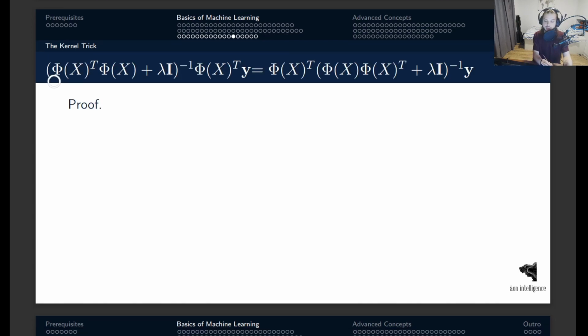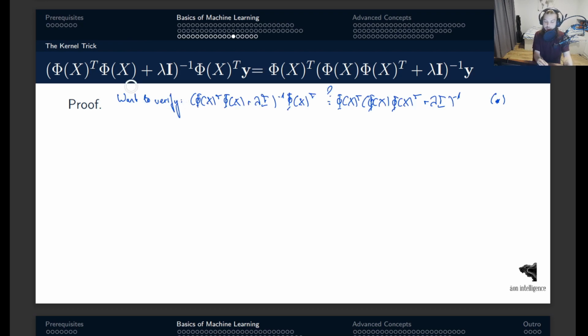So as promised, I will now give you the proof that we can indeed rewrite this expression as this one. So let's start. We want to verify whether this expression, everything up to the y, is equal to this expression, which is again everything up to the y. Does the equality star hold? This is the question we are trying to answer.